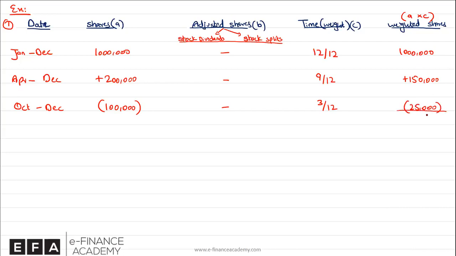And if we net this out, what we would actually get is called weighted average common shares, or weighted average number of shares. In short, I like to call it WACS. So if we net it out, it's 1,125,000 shares. So we have got the weighted average common shares. Let's look at the second part of this particular example.